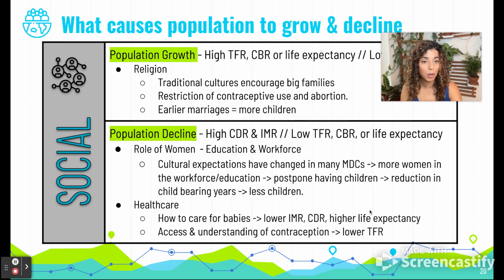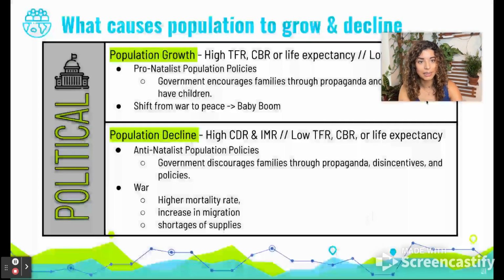So they decide to postpone having children, which means that they have far less childbearing years, which means that they have less children. And then also in terms of population decline, healthcare. So how to care for babies, that knowledge being more widely available and having that kind of healthcare available has led to far lower infant mortality rates, crude death rates, and it also has led to higher life expectancies. And then also access and understanding of contraception has led to lower total fertility rates.